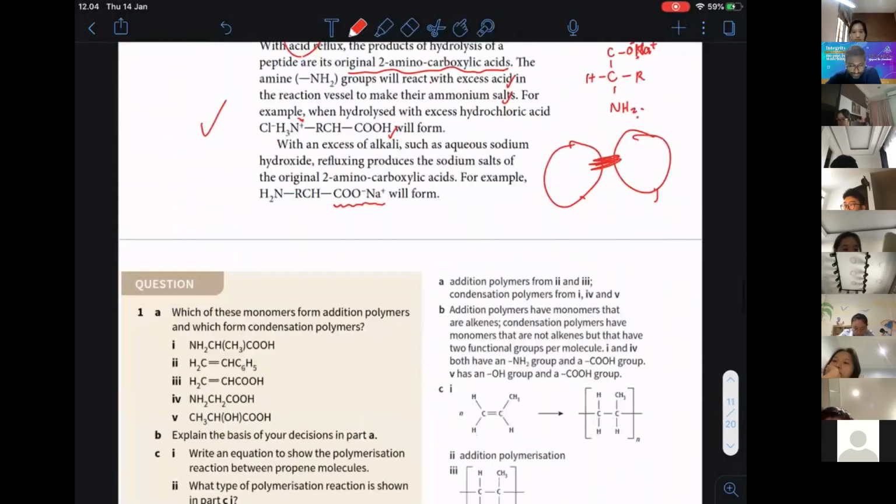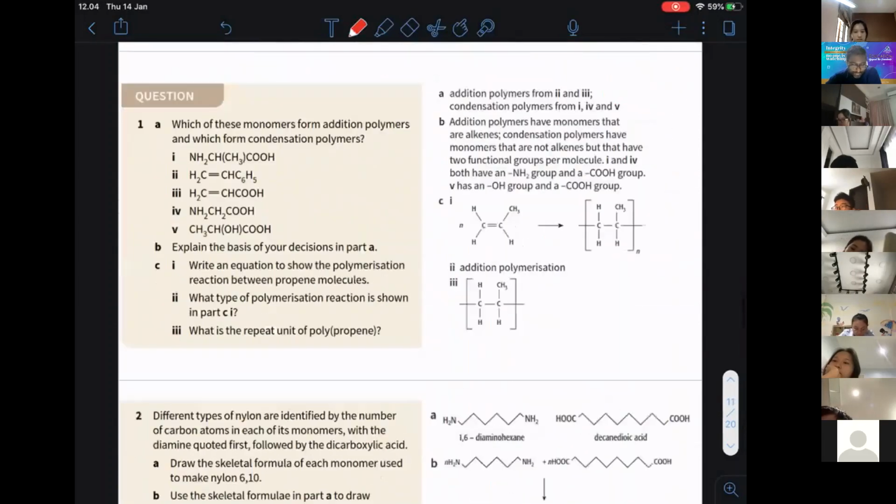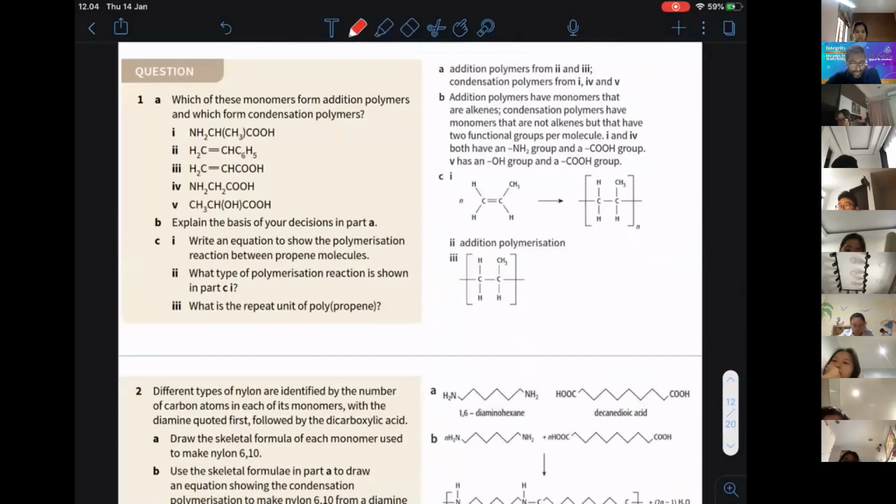Let me see here. If we look at some of the questions over here, we have this. I think this one is done earlier in IGCSE. What is addition polymerization, and what is condensation polymerization? Addition polymerization is a polymerization whereby you are going to add, and it involves the double bond. Like this is one example.